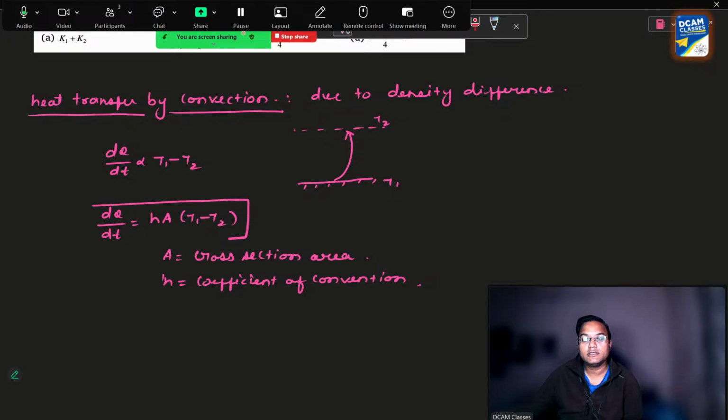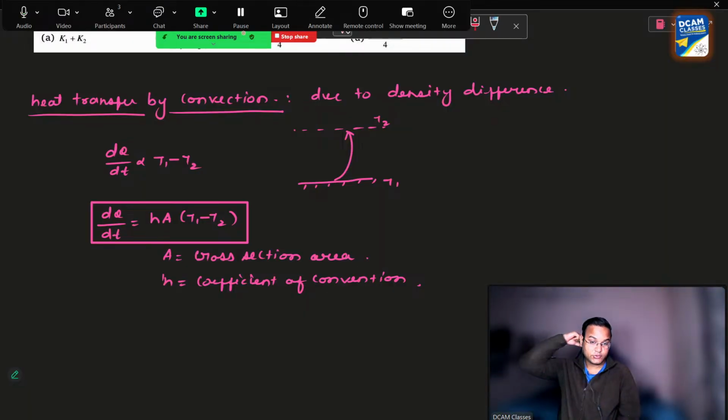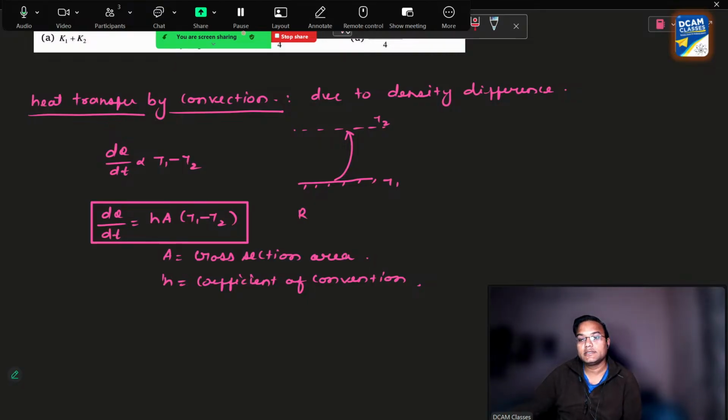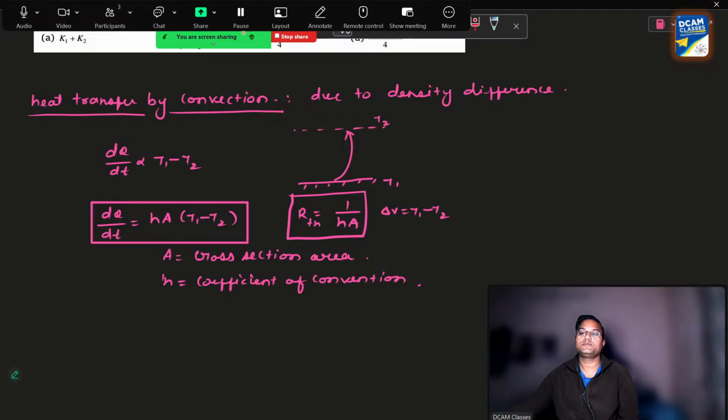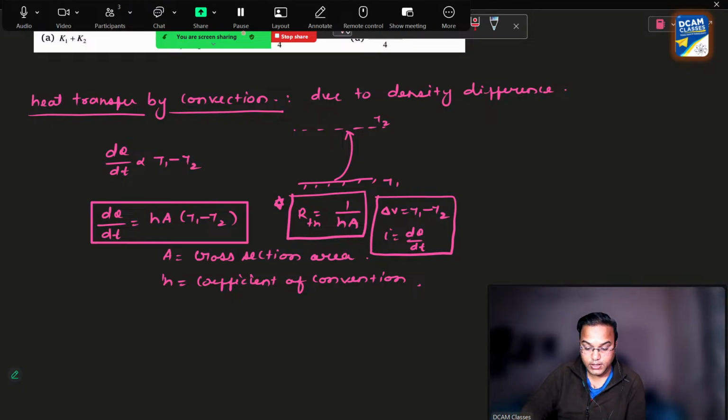Don't worry, they won't ask you questions on this formula. And even if they ask, you can solve them like you solve the conduction problems. Only in this, the resistance, I is the same dQ by dt. Thermal resistance R_T becomes 1 by hA. That only you have to remember. Delta V is again T1 minus T2, and I is dQ by dt. For problem solving you can use this. Okay, this is easy.